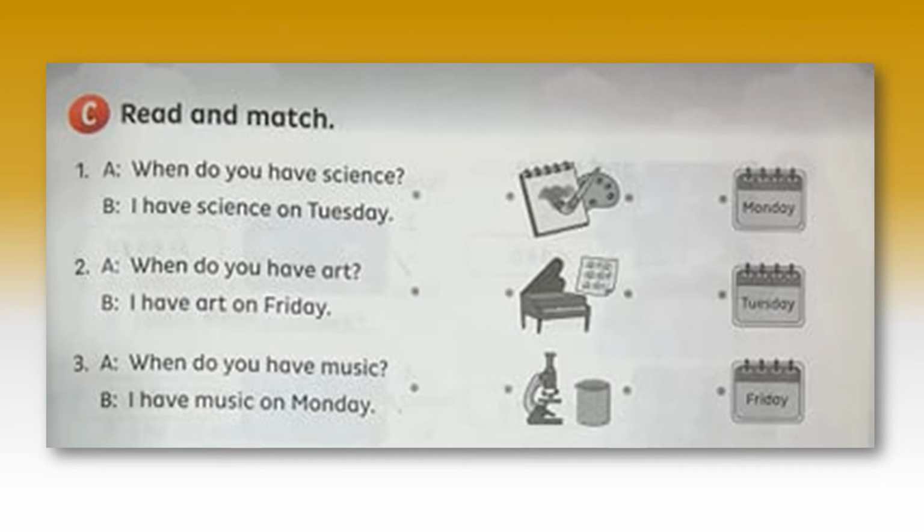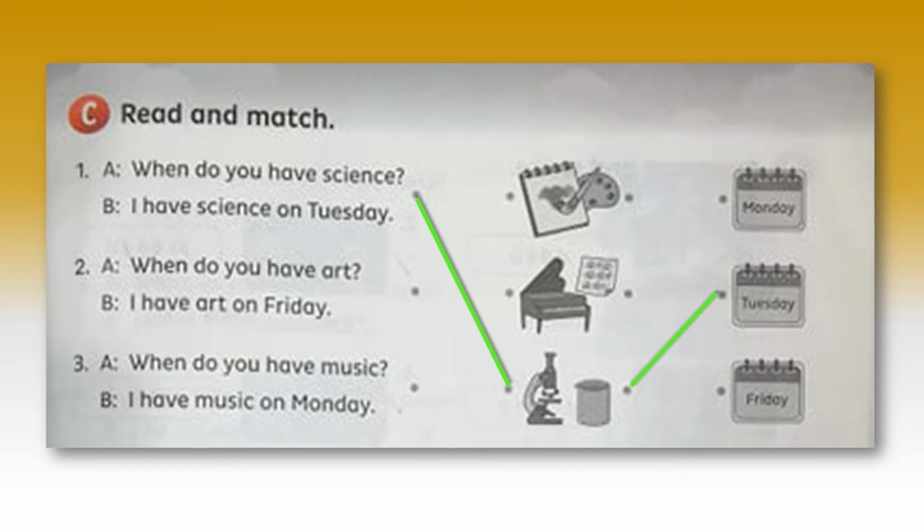Part C, read and match. Number 1, when do you have science? So where is a picture that shows us something that we use in a science class, in a subject of science? What pictures? Yeah, this is it. It is a microscope and a beaker. A beaker is like a cup. Okay, the answer, I have science on Tuesday. Well, that's quite easy. Where's Tuesday?